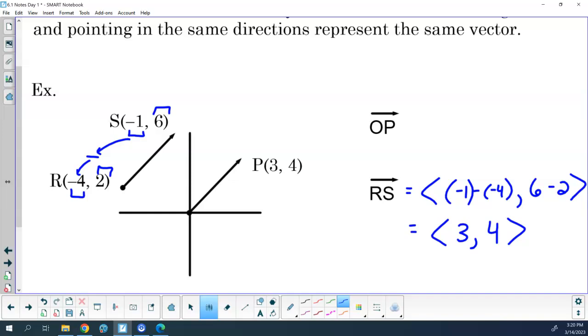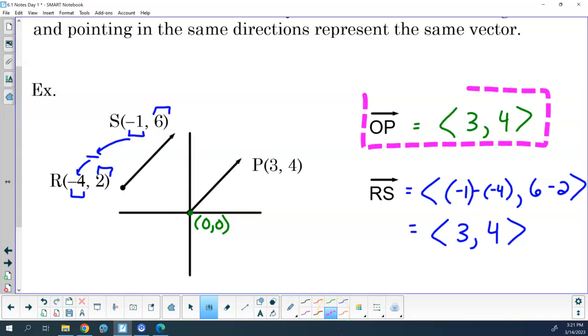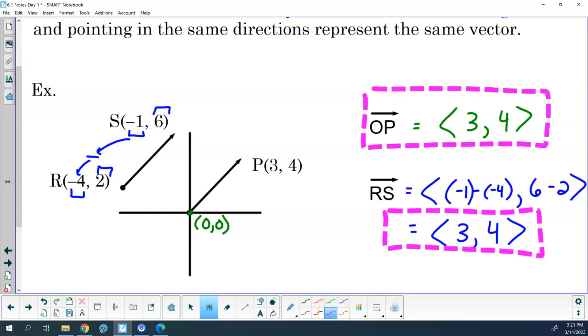Now, for OP, O being here at the origin, 0, 0, if we have OP, then we can go directly to its component form, because that's just the coordinates of point P, where the head is. That only works if your tail is at the origin. If your tail isn't at the origin, then you have to subtract the x's, subtract the y's, head minus tail for both. Okay? And because these two right here are the same, it is the same vector.